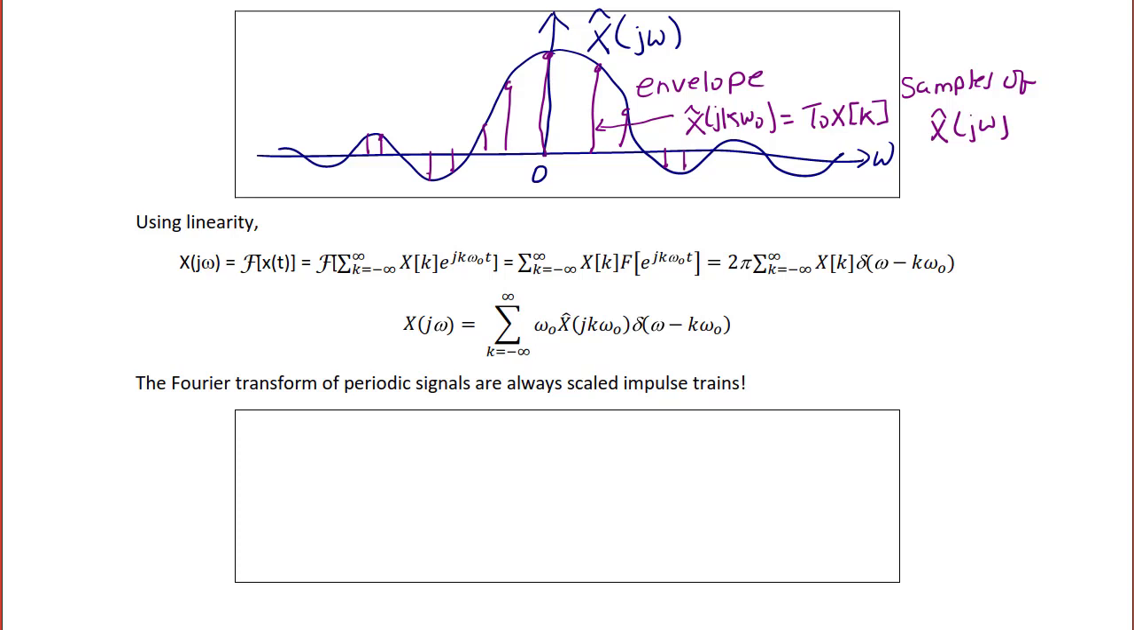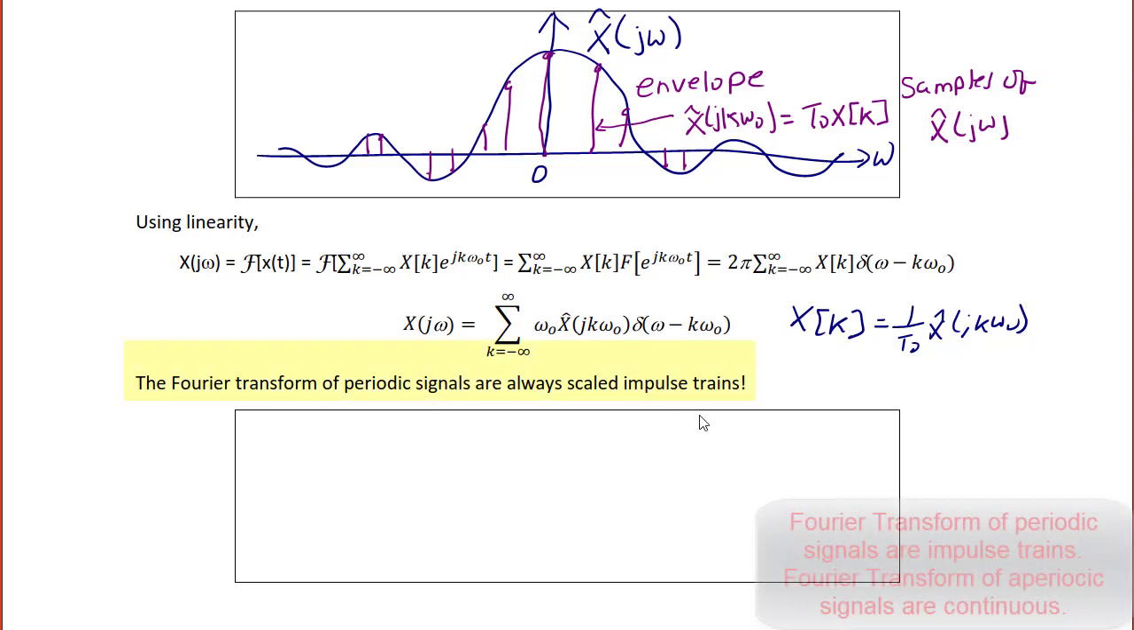And for the next line, because we know that X[k] is equal to 1 over T0 x̂(jkω0), we can make that substitution here. And 2π over T0 is ω0, so X(jω) is equal to the summation from k equals negative infinity to infinity, ω0 x̂(jkω0) times δ(ω minus kω0). So the key takeaway here is the Fourier transform of a periodic signal is always a scaled impulse train, and that for periodic you're going to have gaps between the frequencies, but for aperiodic you could have a continuous signal.